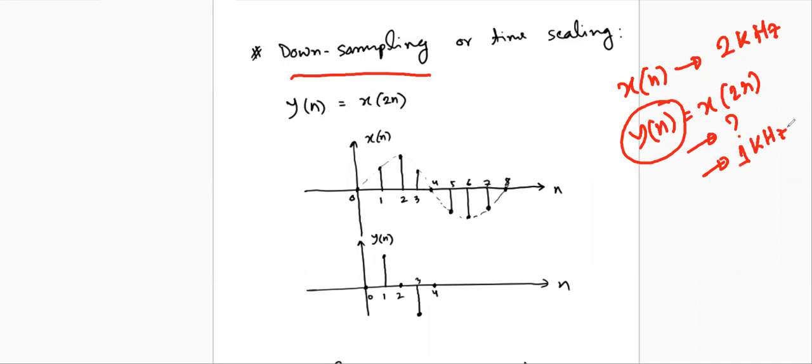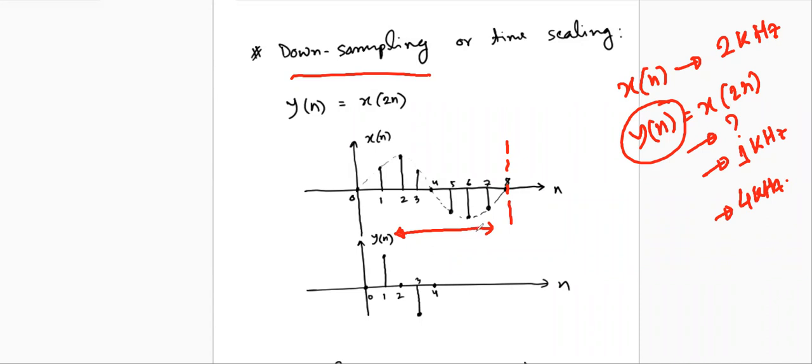Any other answer? So 4 kilohertz. Another answer is 4 kilohertz. Okay, so we have two results. Okay, let me discuss it. If we take it like this, this is a full period. Let's say the full period is, this is 2 kilohertz.